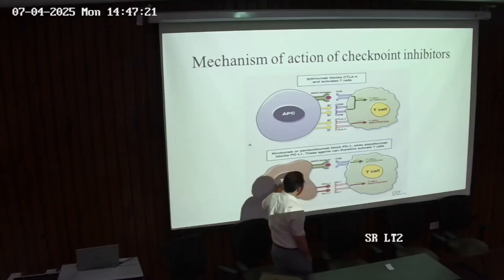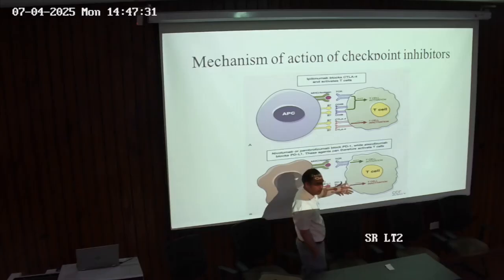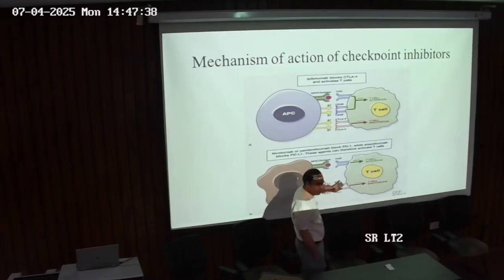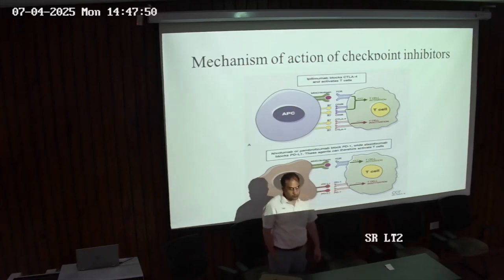Similarly, this is the tumor cell having PDL1 and the T cell having PD1. If both are binding, it leads to inactivation of the T cell, so it cannot kill the tumor. So we can give a drug that blocks either the PDL1 or the PD1 receptor. If one of the two receptors is blocked, then T cell inactivation will not occur, which leads to T cell activation and the T cell responds to the tumor cell.